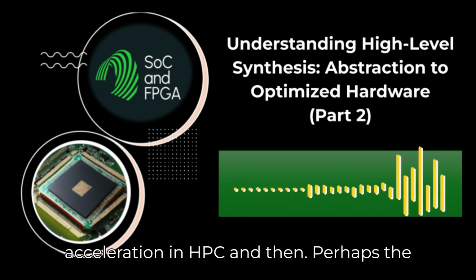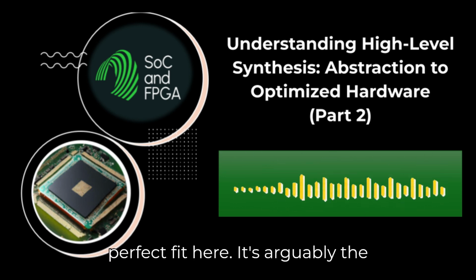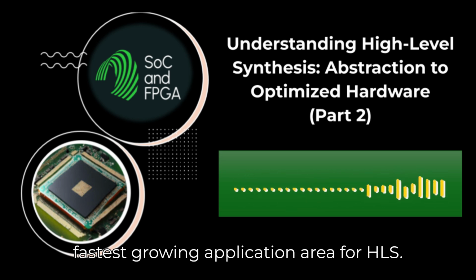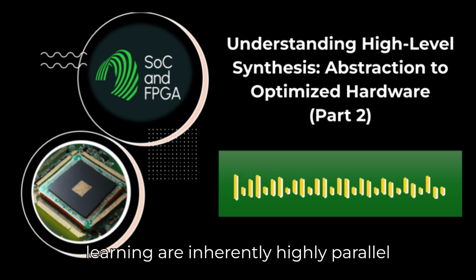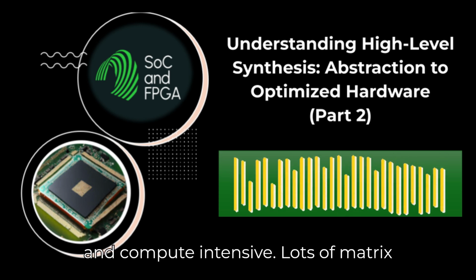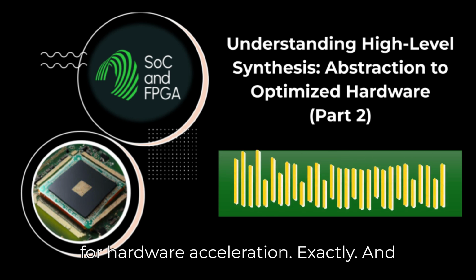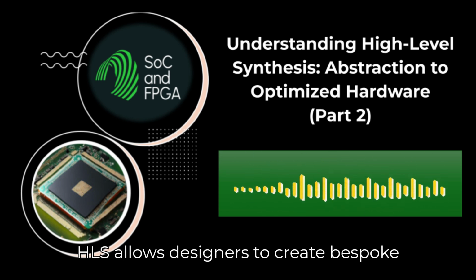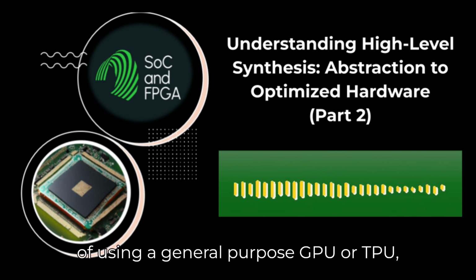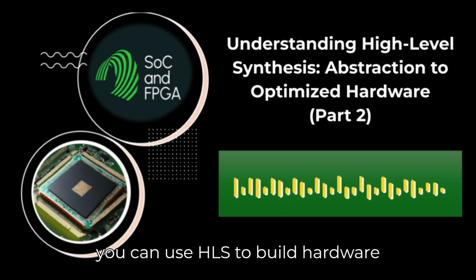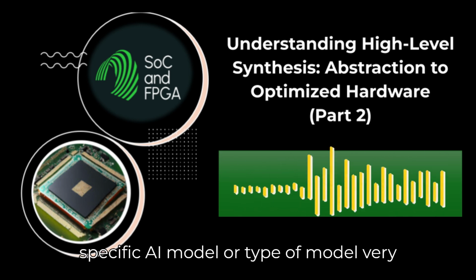And then perhaps the hottest area right now, AI and machine learning acceleration. HLS seems like a perfect fit here. It's arguably the fastest growing application area for HLS. AI algorithms, neural networks, deep learning are inherently highly parallel and compute intensive. Lots of matrix multiplications, convolutions. Perfect for hardware acceleration. Exactly. And HLS allows designers to create bespoke, domain-specific AI accelerators. Instead of using a general-purpose GPU or TPU, you can use HLS to build hardware tailored precisely to accelerate one specific AI model or type of model very efficiently.